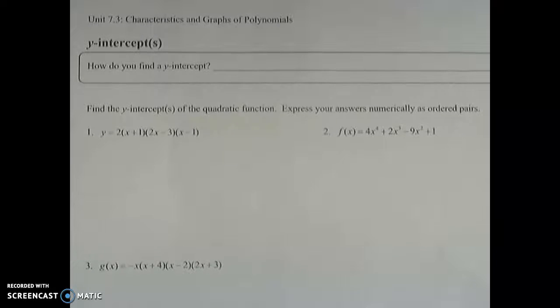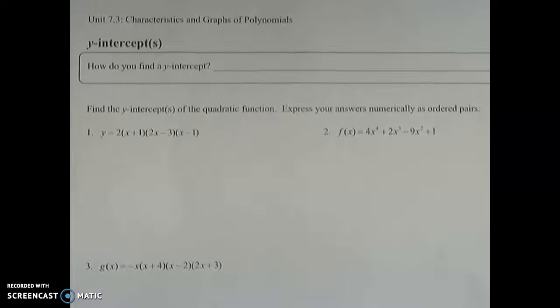All right, Algebra 2 students, we're going to jump into Section 7.3. Section 7.3 is all about graphing polynomial functions, and there's a few different characteristics of the polynomial function that we'll need to figure out to help us graph, and the first of that is the y-intercept.